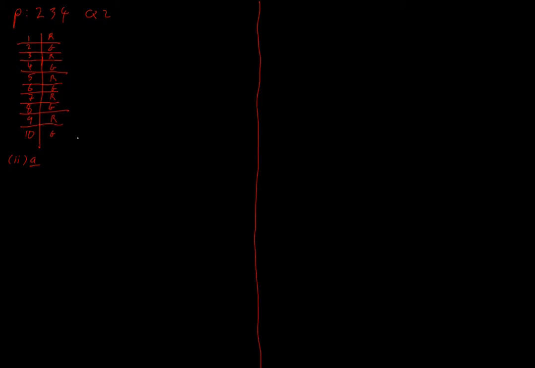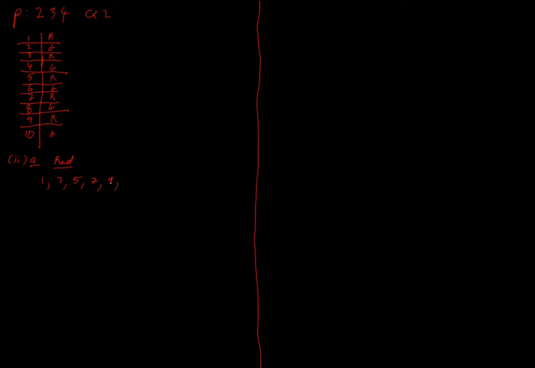Now, if we have a look at part 2, list the position numbers of the first 10 red blocks. So where's my first red block? It's at position 1. The second red block is at position 3. So my reds. My first block is at 1. My second block is at 3. My third block is at 5. My fourth block is at 7. My fifth block is at 9.